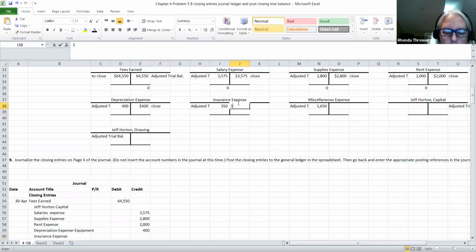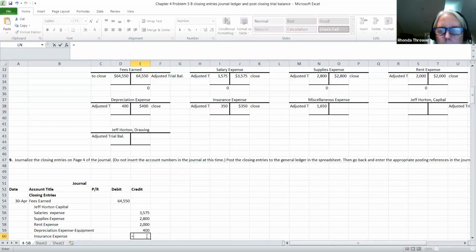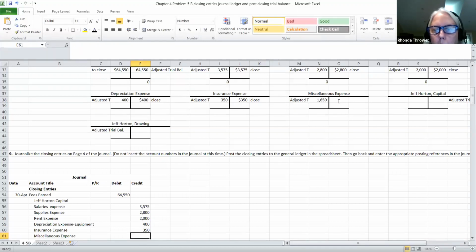Insurance expense would be closed. Our miscellaneous expense would be closed.